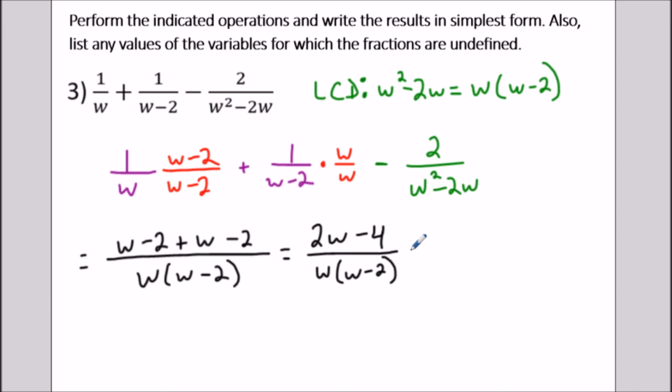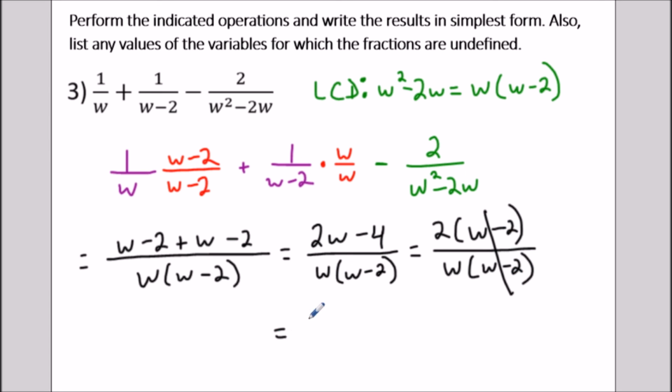Now, if you stopped here, that would be sad because we can do a bit more. If we factor out a 2 on top, we have 2 times w minus 2 over w times w minus 2. And then in this case here, these factors will cancel out. And the remaining expression here is just 2 over w.